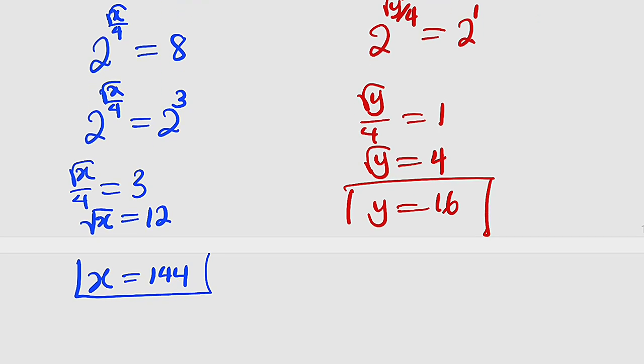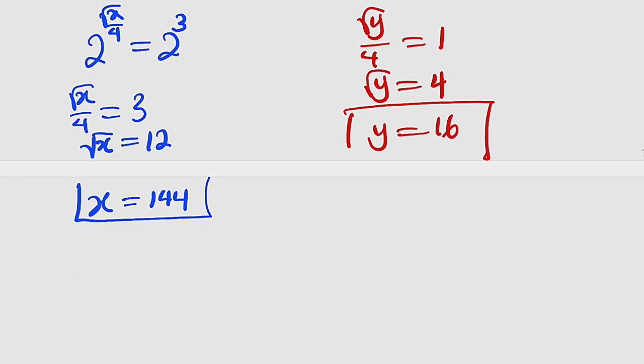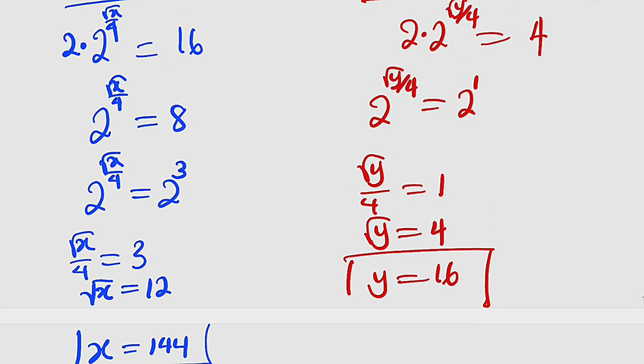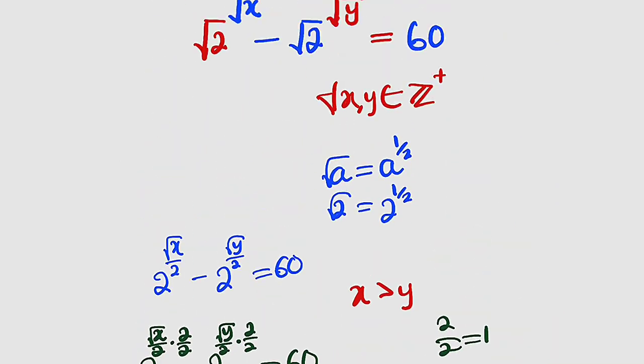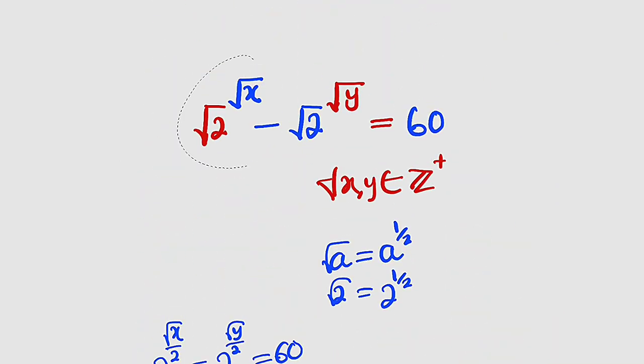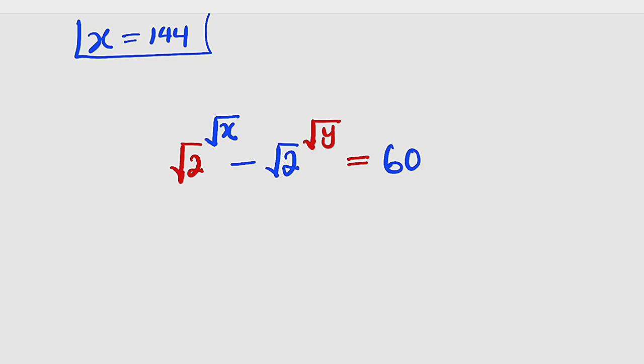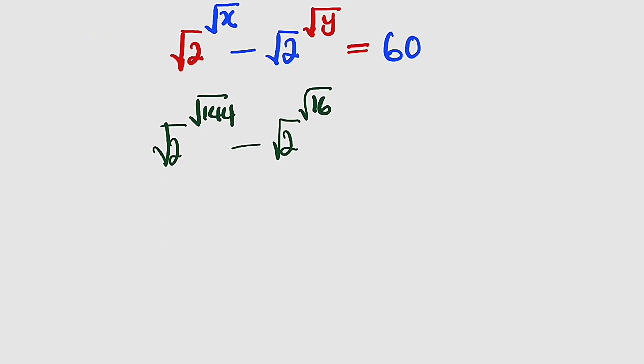Alright, now we have the values of x and y, but we have to plug them into the main equation to see whether we are going to get the same result on the right-hand side. This is the main equation. Let me copy that. Let us substitute the values of x and y. We have square root of 2 raised to the power of square root of x, which is 144, minus square root of 2 raised to the power of square root of 16. Will this give us 60?